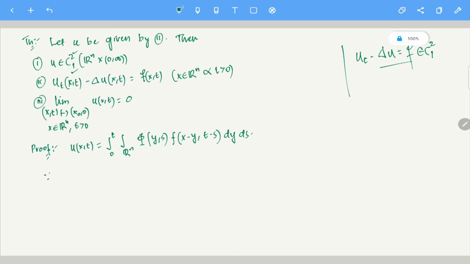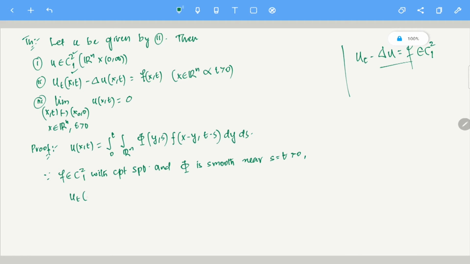Now since f has compact support, f is in C2 with compact support, that is there, right? And you see capital phi, the fundamental solution, is smooth. Where is it smooth? Near s equals t, of course, where t minus s is positive. So we can compute this thing.